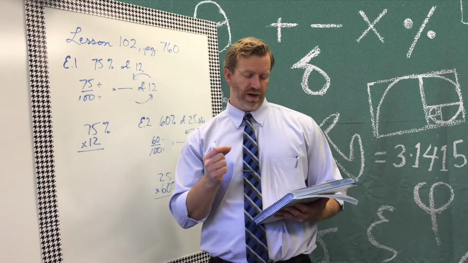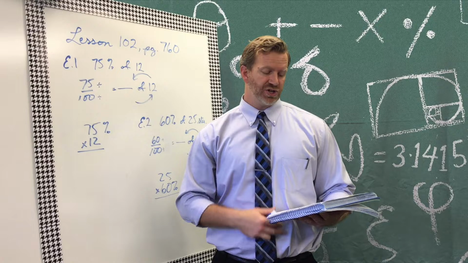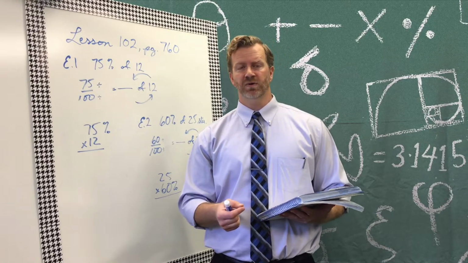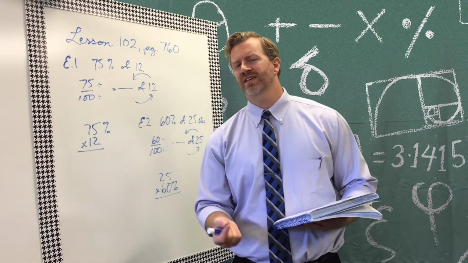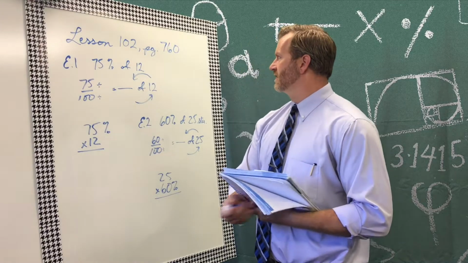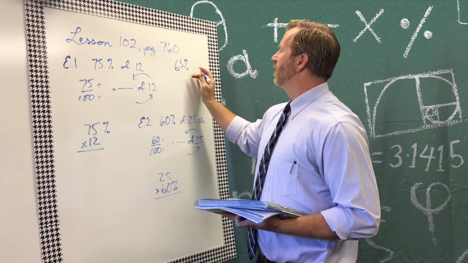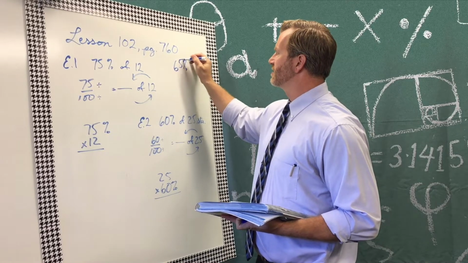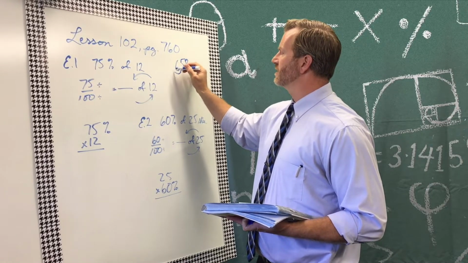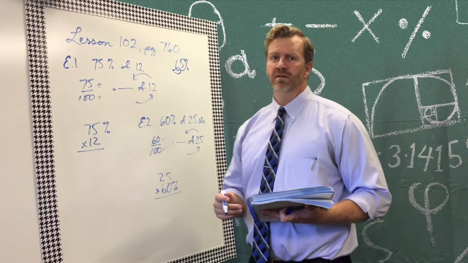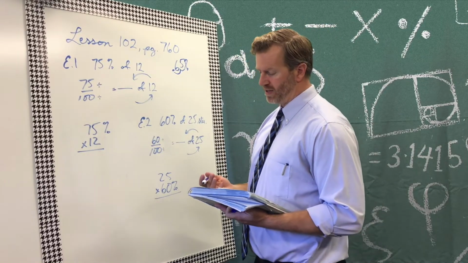Now, another way to find a percent of a number is to change the percent to a decimal. So if I have 65%, like this, all I have to do is get rid of my percentage sign, scoot over 2 places, and drop a decimal in there. Not too bad, right? Pretty easy.